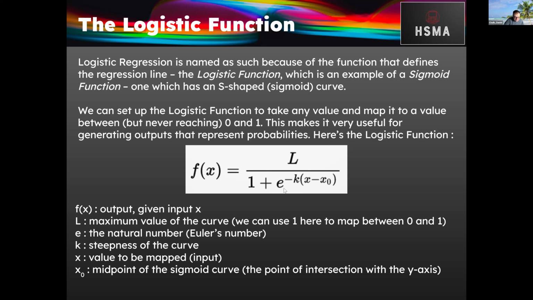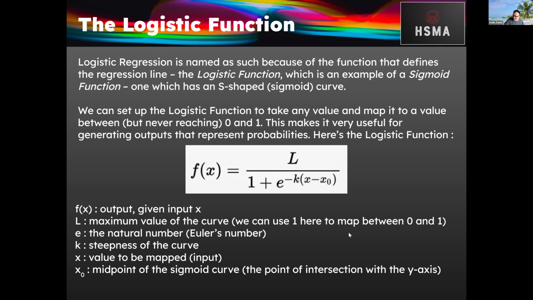Over 1 plus e, where e is just Euler's number, the natural number, to the minus k, and that k is just the steepness of the curve, multiplied by this difference in here, where x is the value to be mapped, which is our input, and x0 is the midpoint of the sigmoid curve, in the middle of the S, basically. Don't worry about the details of that.